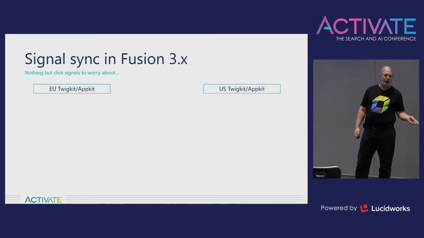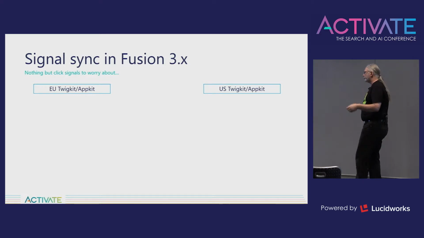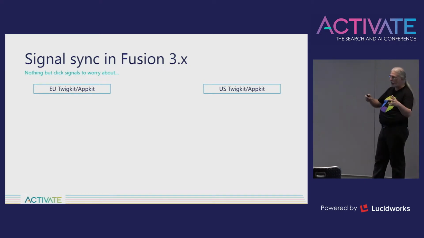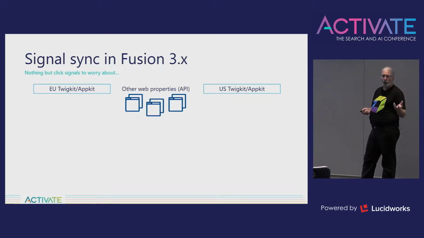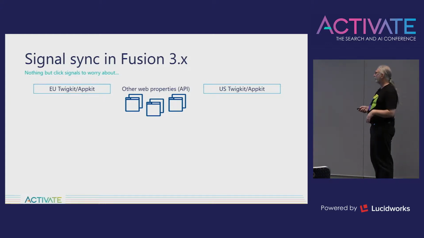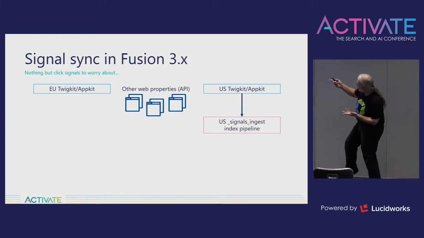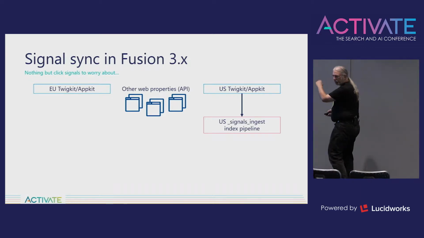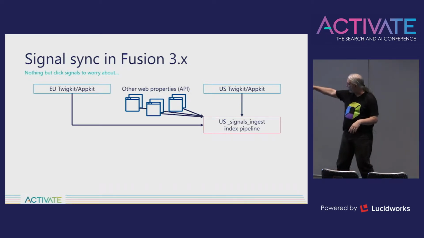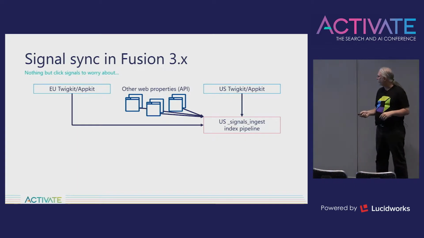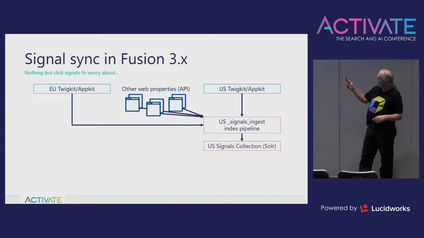So here's what happened with signals, or what could happen with multiple clusters in Fusion 3. You've got your two TwigKit, AppKit, whatever we're calling it this week, in their different clusters. And we had some other web properties that were consuming search via API calls. So in the US, the signals go right into the index signals ingest pipeline. That's a Fusion default. But you could configure the EU cluster to send its signals to the US. Now check out how this plays out. Oh, and by the way, the web properties are also harnessed to send to the US specifically.